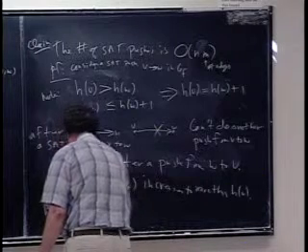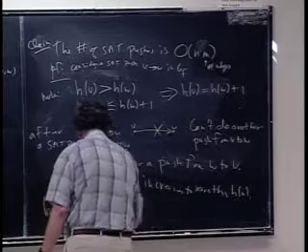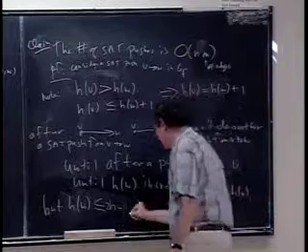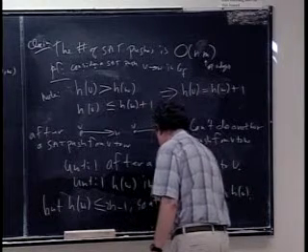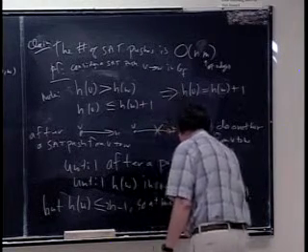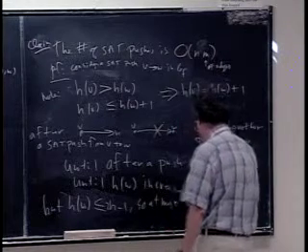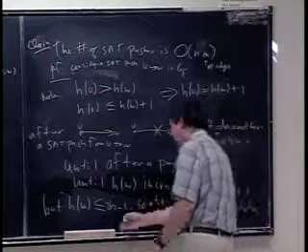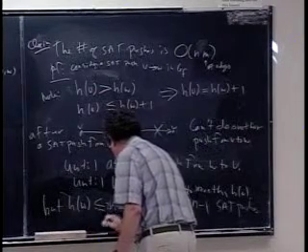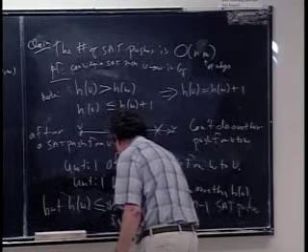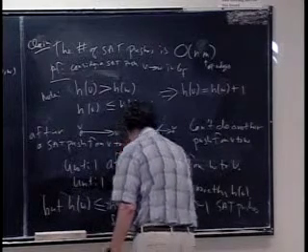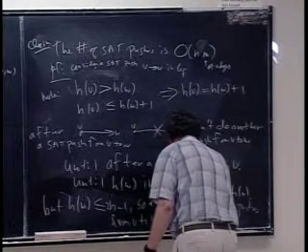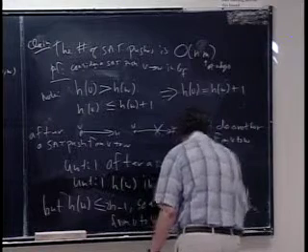And I claim H of W is always less than or equal to 2n minus 1, right? Because H of anything is less than 2n minus 1. So at most, I'll just be generous here, 2n minus 1 saturating pushes from V to W. So at most, order nm saturating pushes.